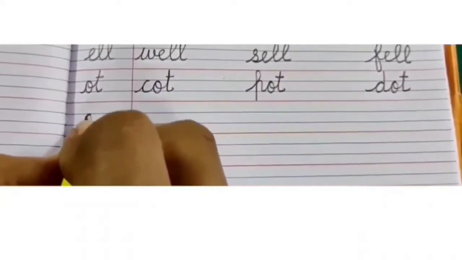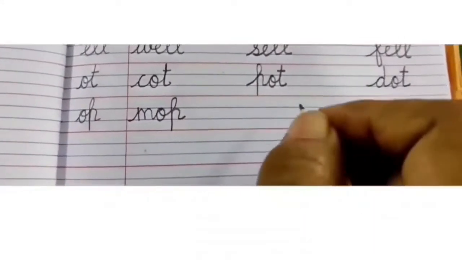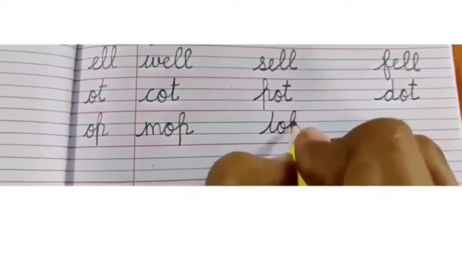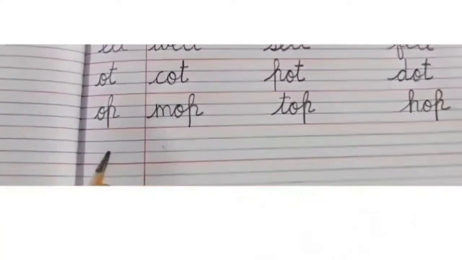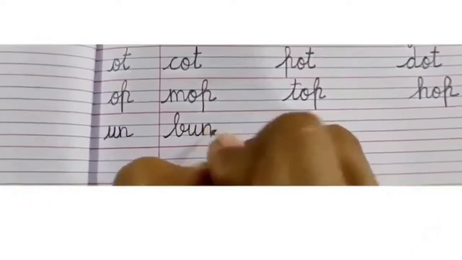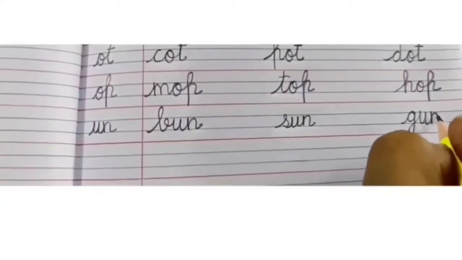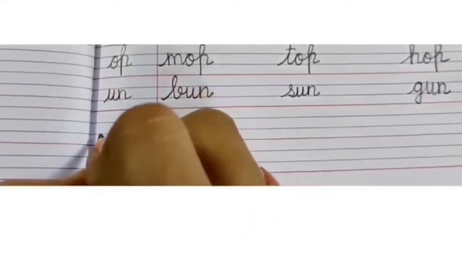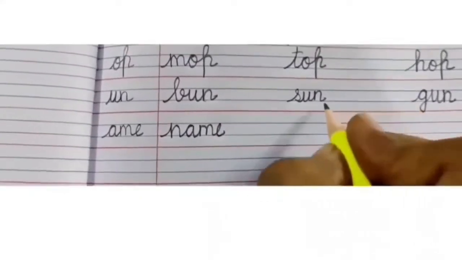After O-T, write down O-P. And then make a spelling. M-O-P, mop. T-O-P, top. H-O-P, hop. Then after O-P, write down U-N. Then write down B-U-N, bun. S-U-N, sun. G-U-N, gun. After U-N, write down A-M-E. Then write here N-A-M-E, name. G-A-M-E, game. L-A-M-E, lame.